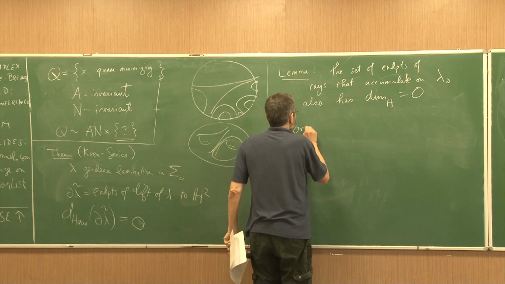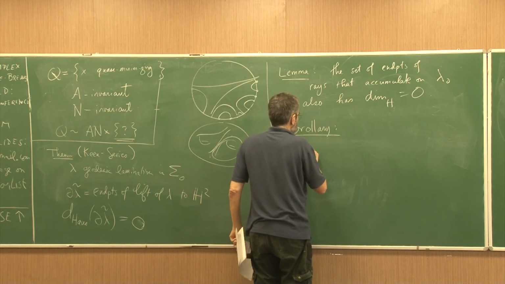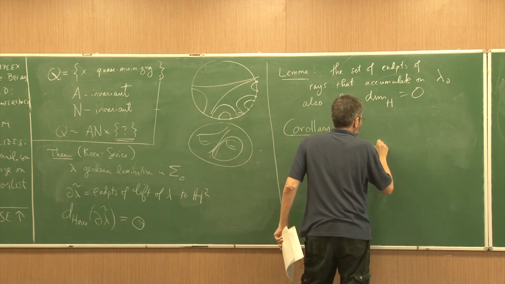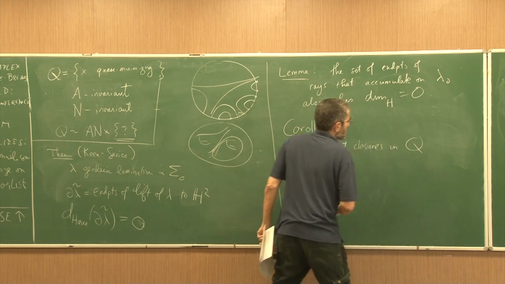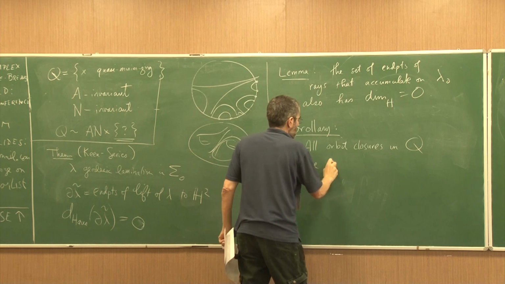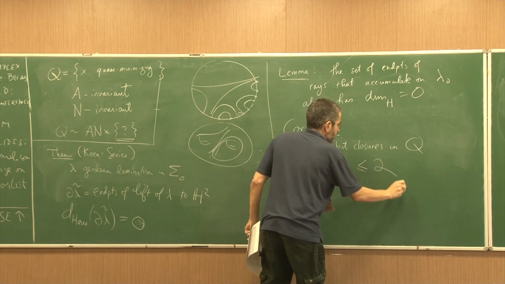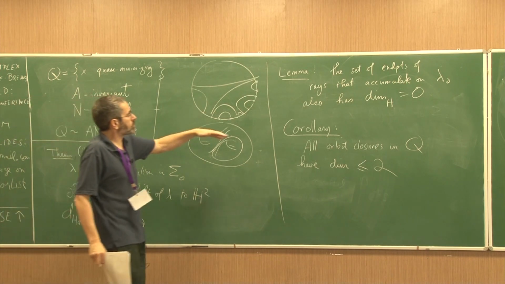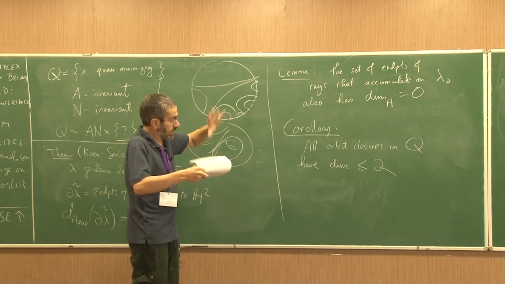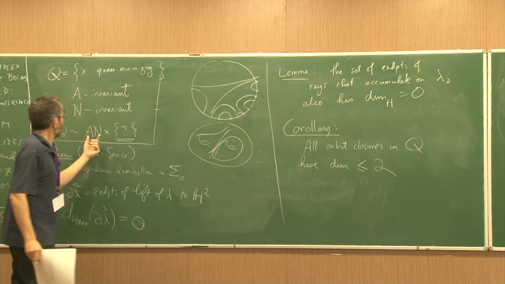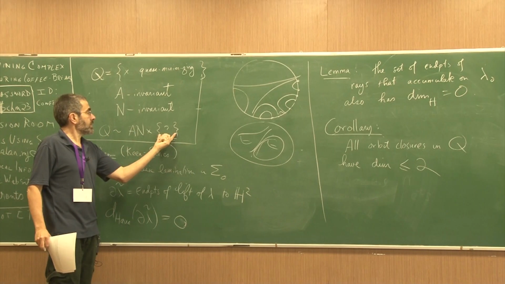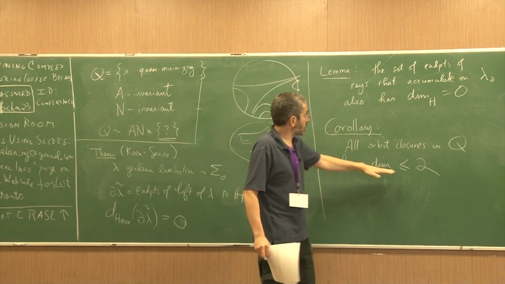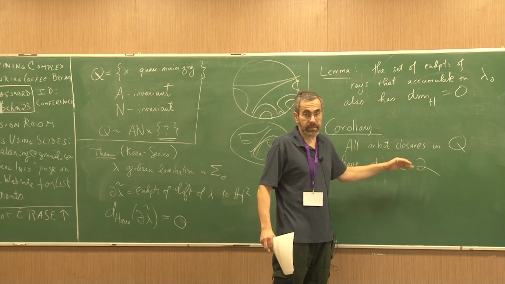And as a corollary of this, all orbit closures in Q have dimension less than or equal to 2. Basically because of this picture. Somehow, all the orbit closures have to live in Q. The orbit closures either are everything, which is the dense case, or the whole thing lives in Q. And in Q, everything looks like a surface cross a set of endpoints like this, or at least it's inside a surface. So the dimension is no more than 2. And in fact, sometimes less than 2, as we'll see.